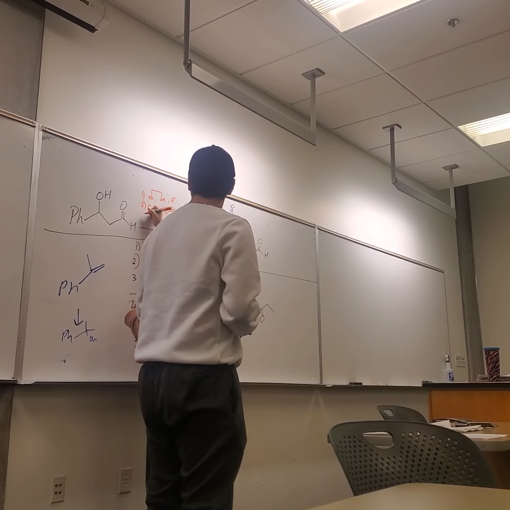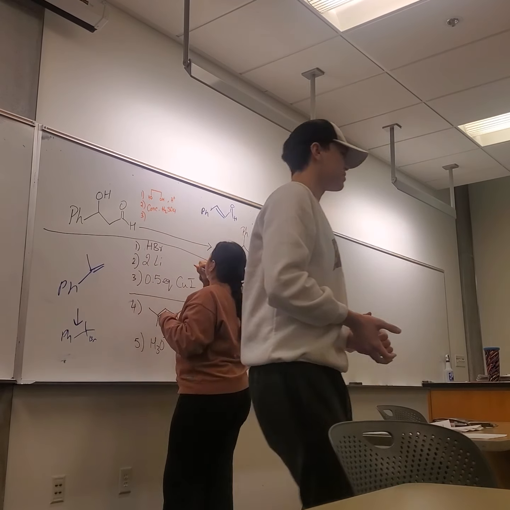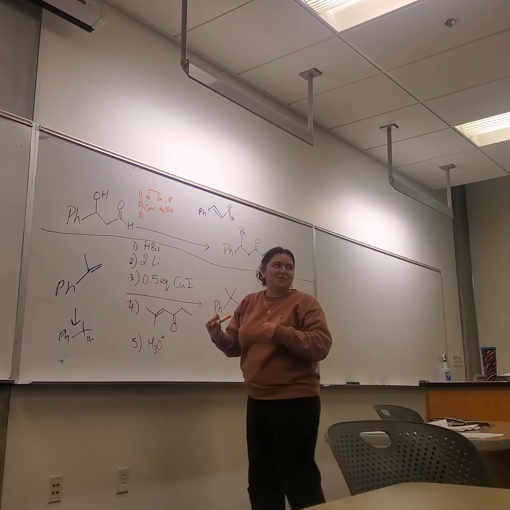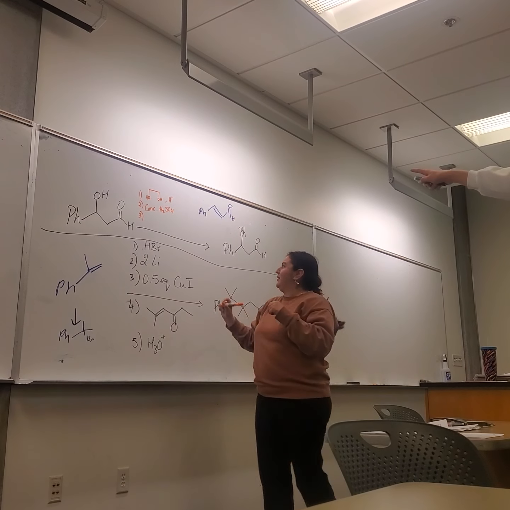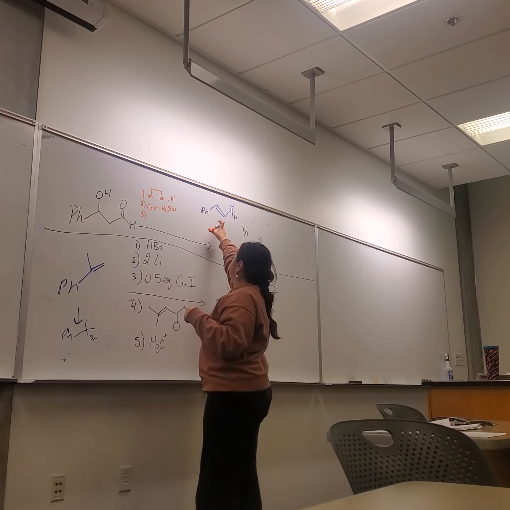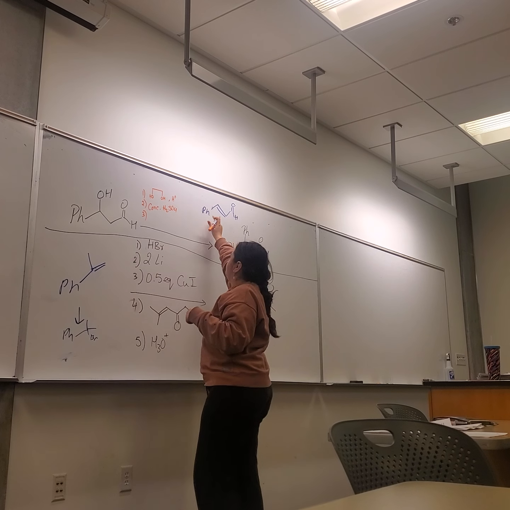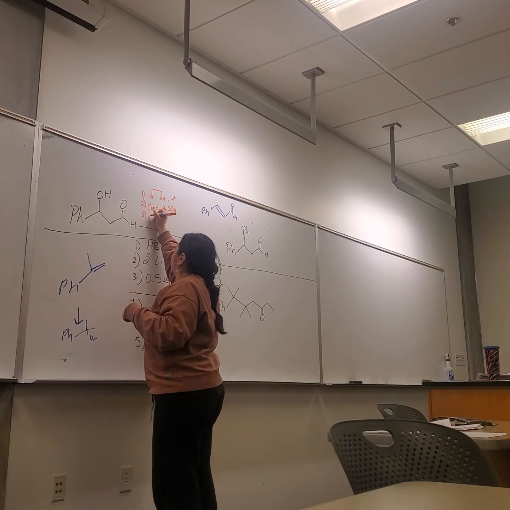Dehydration gets rid of the OH and the H, and that makes a double bond. And then from there, we want the 1,4 addition, so you have to do phenyl, 2 phenols.